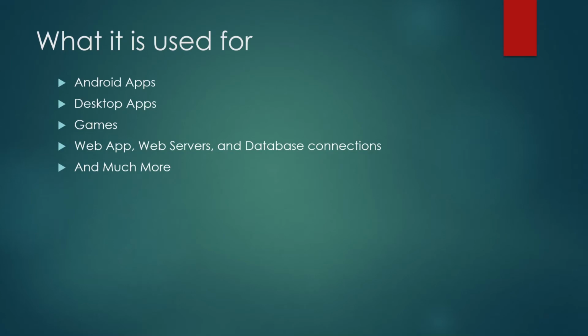Java is a really popular programming language, and it can be used in many ways. We could use Java to develop Android apps, desktop apps, games, or web apps. Although Java is not the best language for front-end, it could be used for database connections and back-end. Of course, it could be used in many more ways.